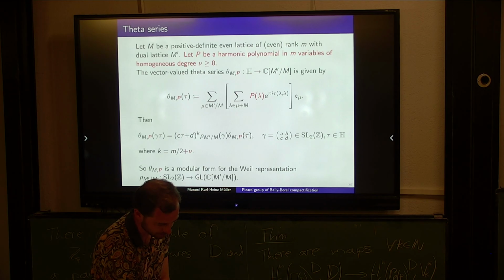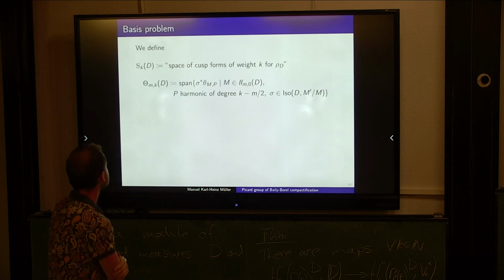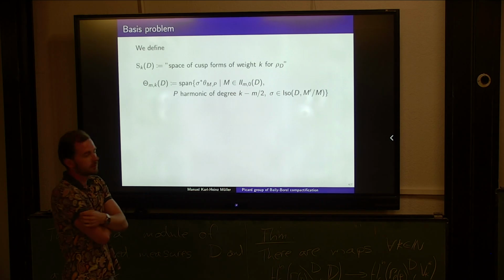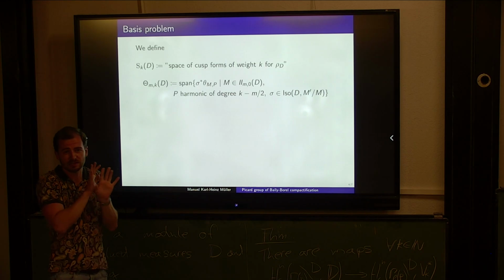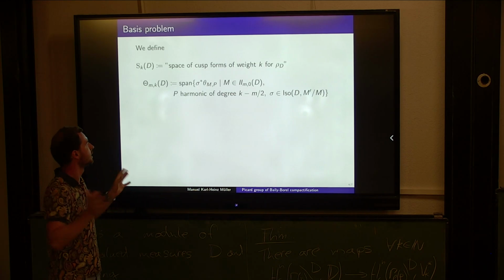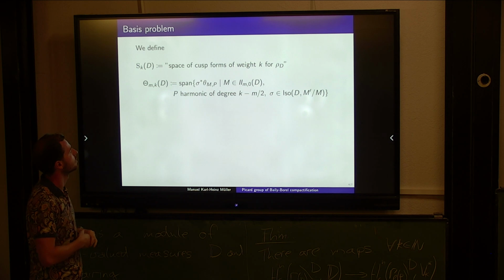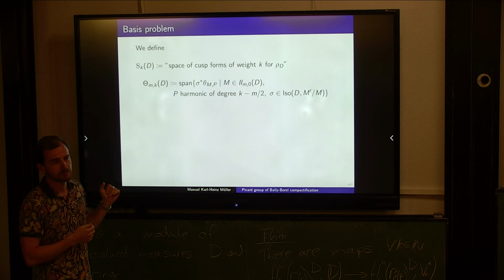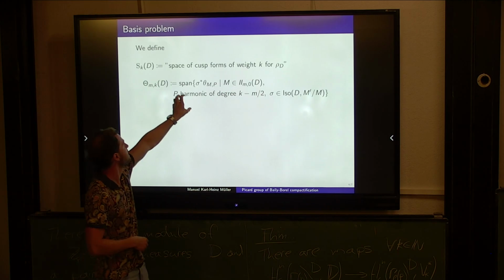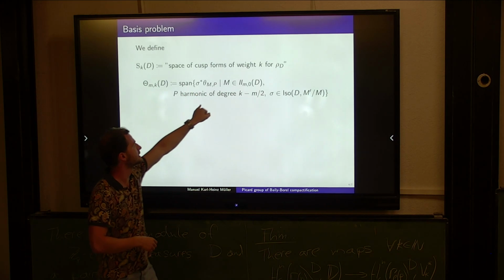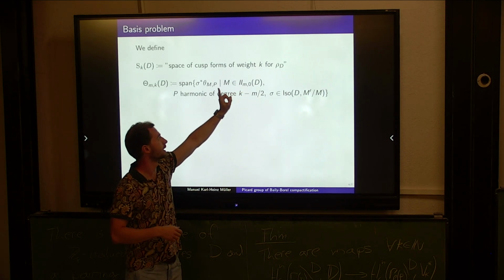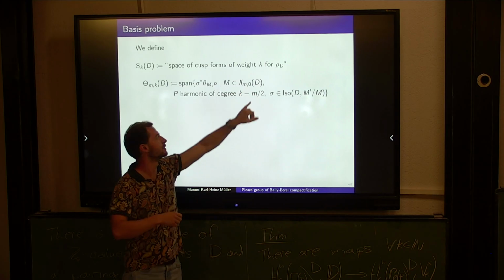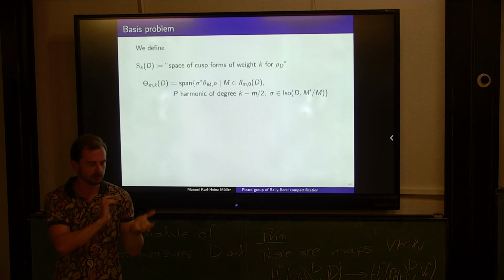Now maybe I call the space of cusp forms for the Weyl representation of weight k S_k(D). Here D is now just a general discriminant form, any discriminant form. Then I also want to define the space of theta series. This is essentially the span of all theta series in a given genus. These would be the lattices that are positive definite of rank m and that have M'/M equal to this discriminant form, and they form exactly one genus.